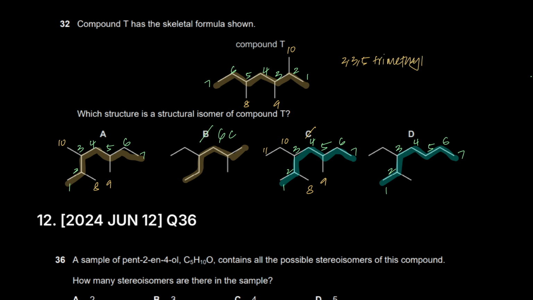And what's the full name? Heptane. 2, 3, 5 trimethyl, and the longest carbon chain is 7. So 2, 3, 5 trimethyl heptane. And if I start naming this one, 1, 2, 3, 4, 5, 6, 7. So you have the methyl on the second carbon right here. You have the methyl on the third carbon, and you have the methyl on the fifth carbon. So it is 2, 3, 5 trimethyl heptane, which is the same thing.